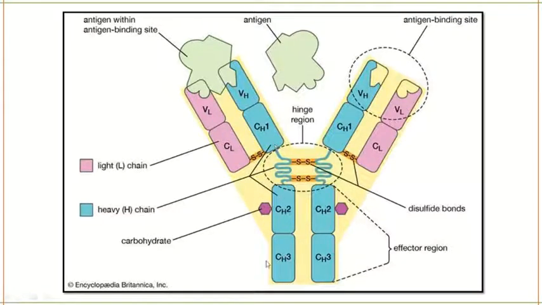Okay, three constant regions you have, and this pink color you can see here is the light chain, and the blue color is the heavy chain. That's why we have variable heavy chain, constant heavy chain 1, constant heavy chain 2, constant heavy chain 3, and variable light chain, constant light chain. So this is the variable region and this is the constant region, all of it.